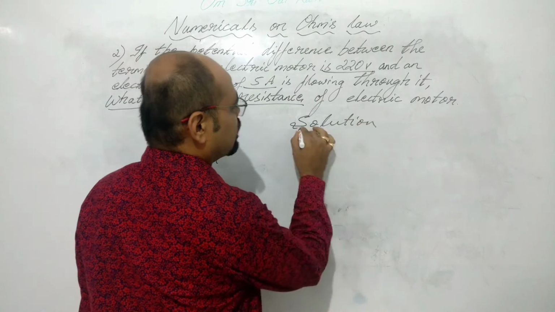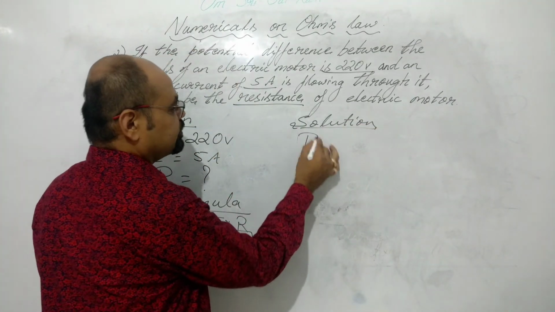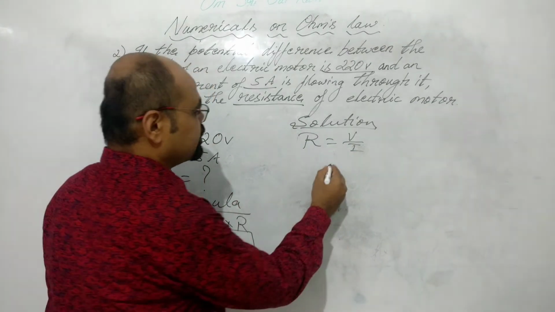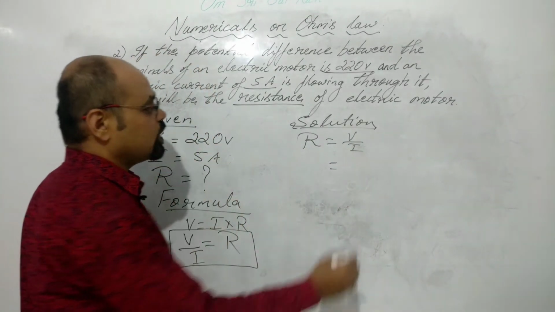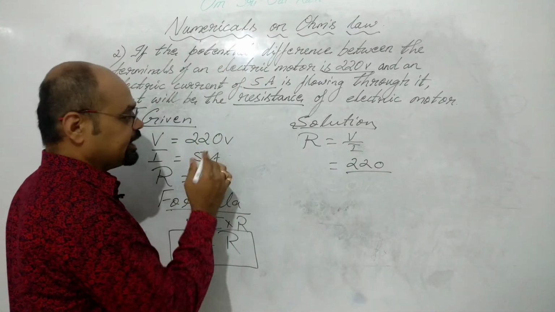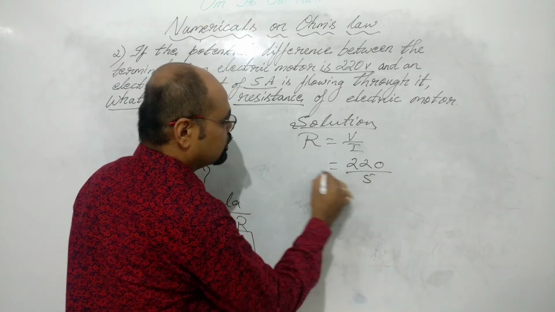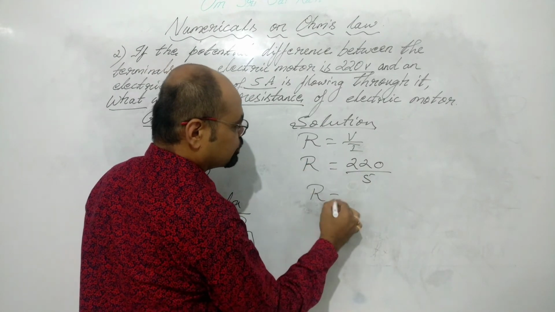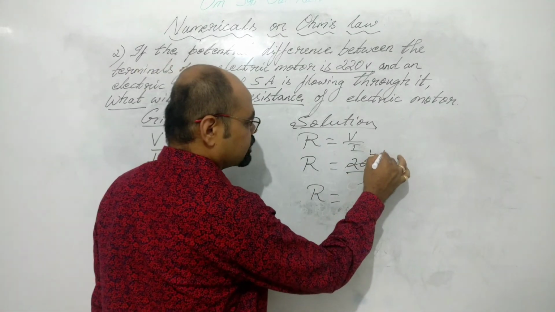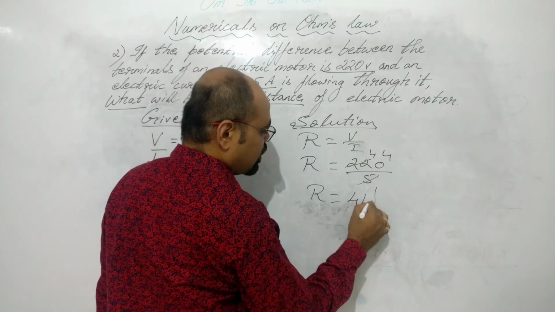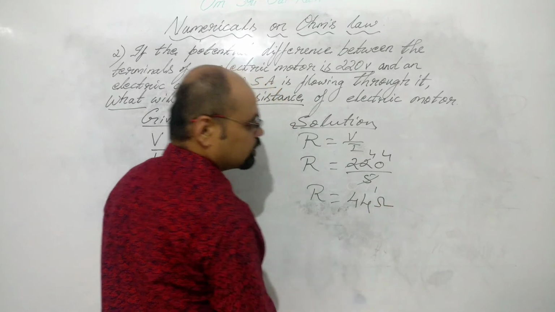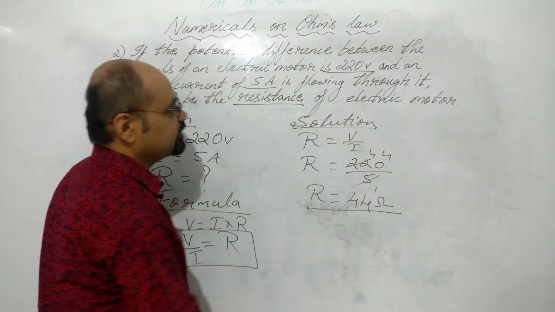Okay, copy down the formula here, that is R is equal to V by I. Substitute the value of V: V is 220 volts divided by I, which is 5 amps. So R is equal to 5 ones are 5, 5 fours are 20. Again, 5 fours are 20. We get 44. Okay, 44 ohms. This is the total resistance.